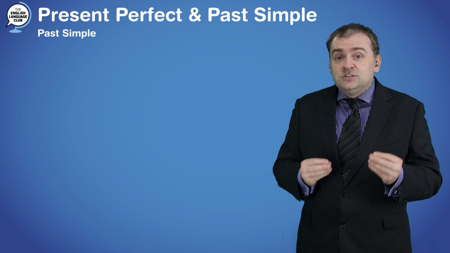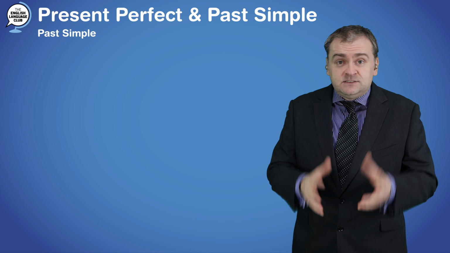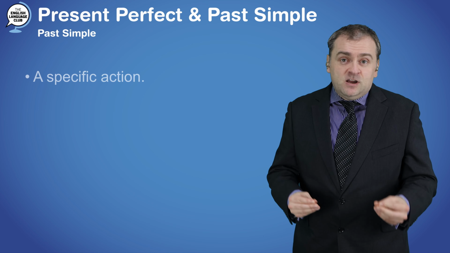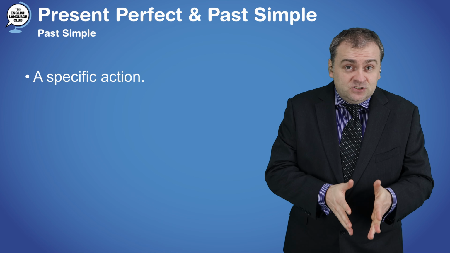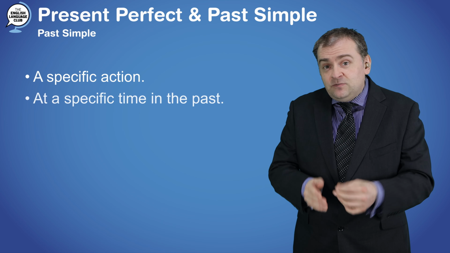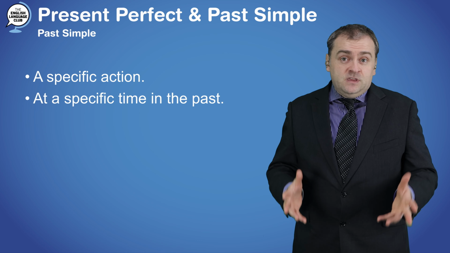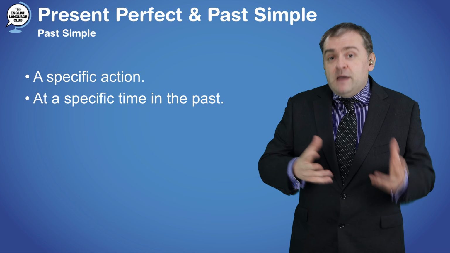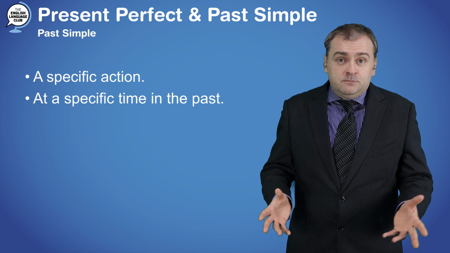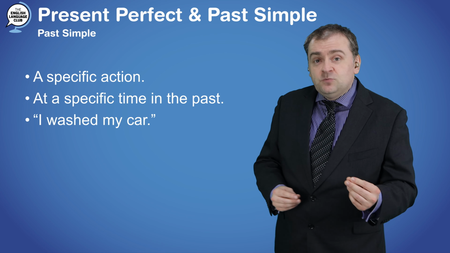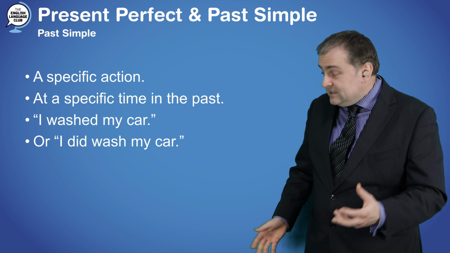To begin, let's look at when we use the past simple tense. The past simple tense is used to describe a specific past action that happened at a specific time in the past. It's formed with the simple past form of the main verb, for example, I washed my car, or you could use it with the auxiliary verb, I did wash my car.